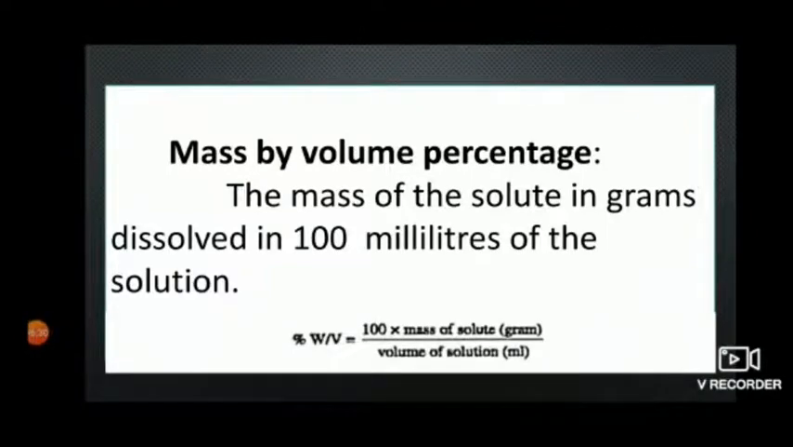Mass by volume percentage. The mass of solute in grams dissolved in 100 ml of solution is called mass by volume percentage. It is expressed mathematically as mass of solute in grams divided by volume of solution in ml, multiplied by 100.